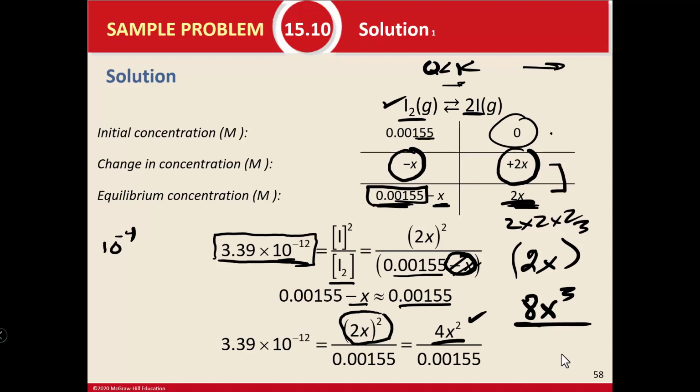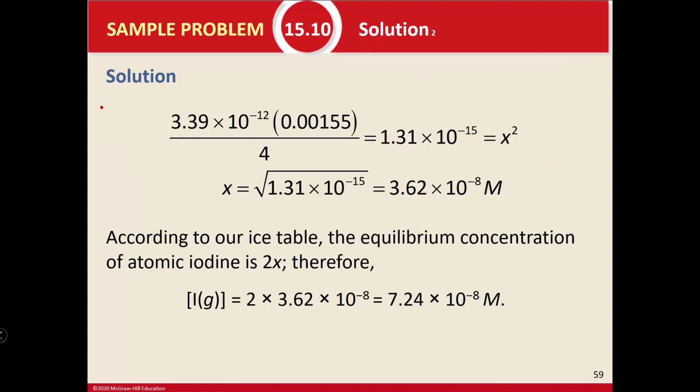All right, so let's look at the next slide. Oops, went too far. All right, so we solve for this. We plug it in. Makes it much easier. No quadratic. Multiply both sides by 0.0015, divide by 4, and then take the square root of both sides. Take the square root of what all this is, which is that number, and the square root of x squared is x, and we get x equals that.